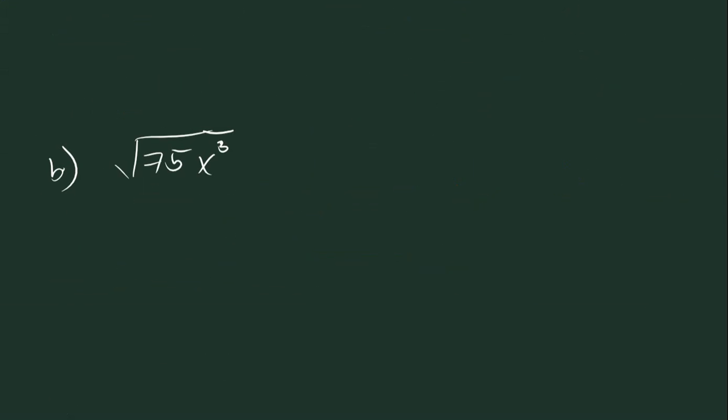So we have here the square root of 75x cubed. So again, let's factor out the radicand. What are the factors of 75? We know that 75 is equal to 25 multiplied by 3. So this is also equal to 5 squared times 3. Okay, so we have 5 squared already. Then we have x cubed. We also know that we can write x cubed as x squared times x, right?